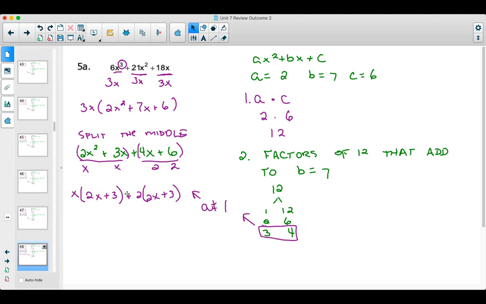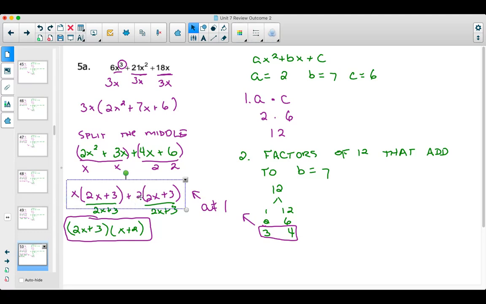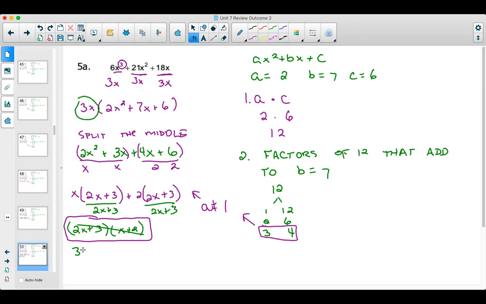So I have the same thing in both parentheses, so that's my new GCF. I'm going to divide by that. That goes out front in parentheses. And then I have x plus 2, which is left over. That goes in my other parentheses. Now I left something out here, so let me go ahead and fix that. I also need this 3x here to go out front. So I'm going to have a new answer here. It's actually going to be 3x. I can't forget about this original GCF that I took out. So I'm going to put 3x, and then I have 2x plus 3 and x plus 2. That is my final answer.